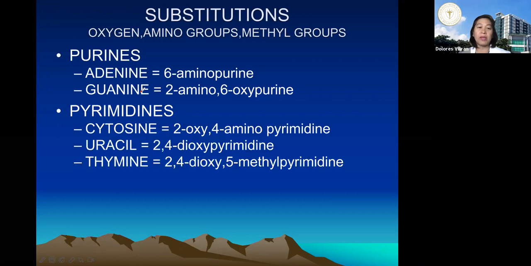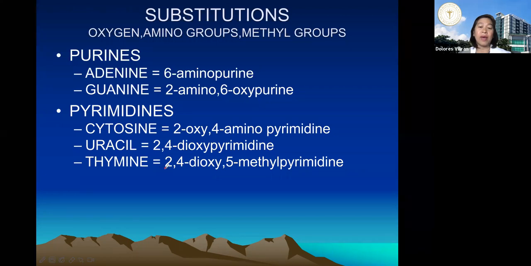For the pyrimidines, first you remember uracil. The chemical name of uracil is 2,4-dioxypyrimidine, meaning you have 2 oxygens attached to the pyrimidine at carbons 2 and 4. Then you substitute an amino group on the 4th carbon, making it 2-oxy-4-aminopyrimidine. This becomes cytosine.